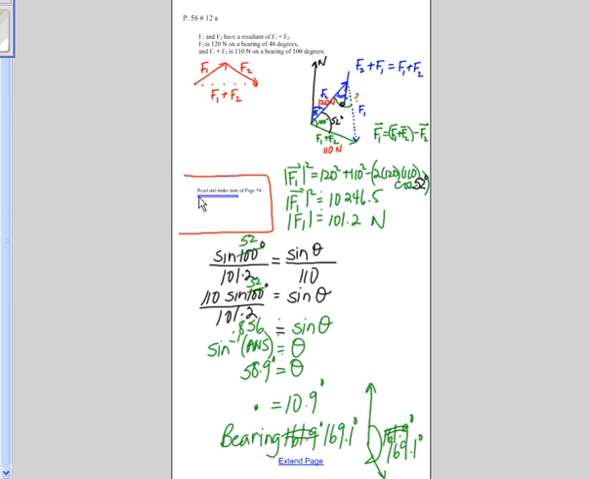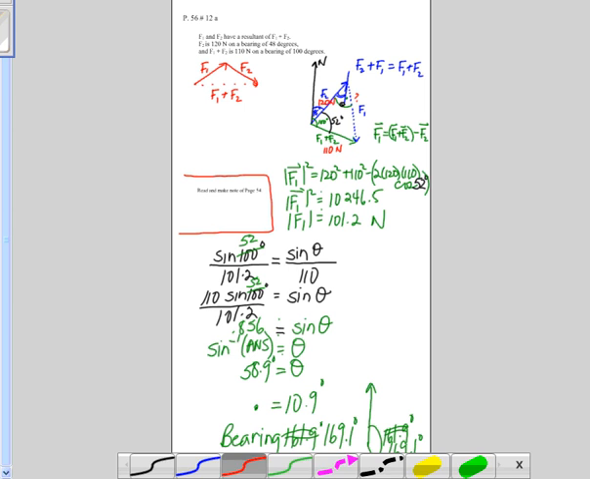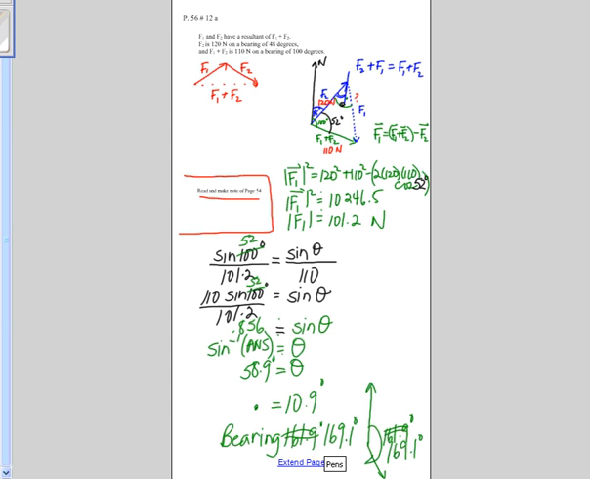Please read and make note of page 54. And then try page 55, 56. Numbers 1 to 8, 9 to 11, and 13.